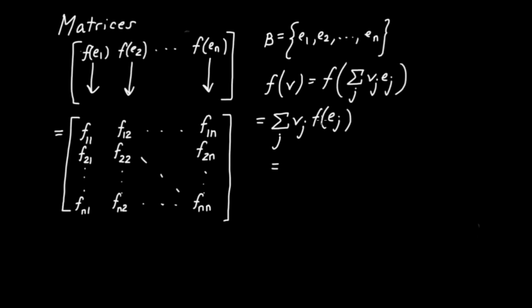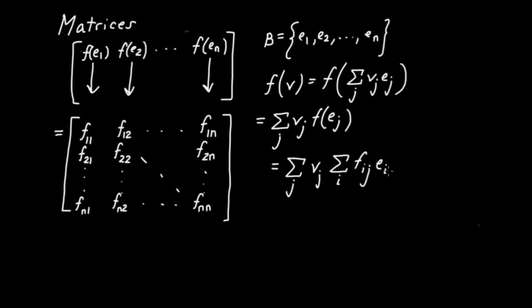Now, we may expand f operating on e sub j, which is just going to be the jth column. For instance, if this were f of e2, this would just be the second column of this matrix here, the matrix associated with f with respect to the basis b. And we may also represent that as a linear combination of these basis vectors. And here's how we're going to do that. So we just leave that v sub j alone. We have the sum over i this time of f ij. So we're going to have the ith component of e sub j.